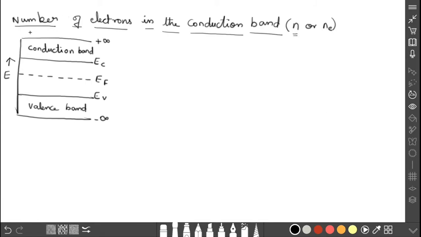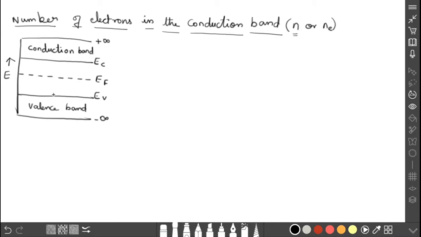This is the energy level diagram for the intrinsic semiconductor. As you know well, the lower energy band is called the valency band, and the upper energy band is the conduction band. For the valency band, the limit starts from minus infinity to EV. What is EV? EV is the energy of the top of the valency band. When we come to the conduction band, the lower limit is EC and the upper limit is plus infinity. What is EC? EC is the energy of the bottom of the conduction band.